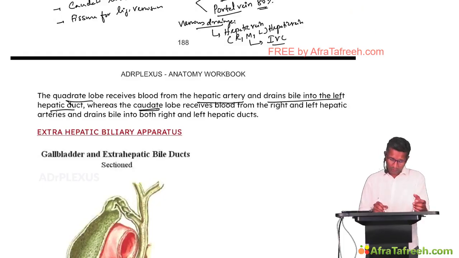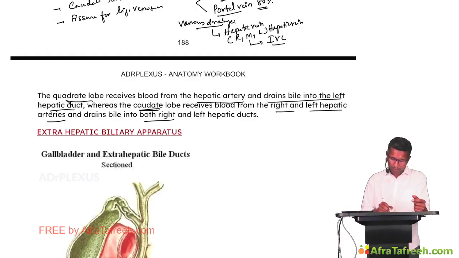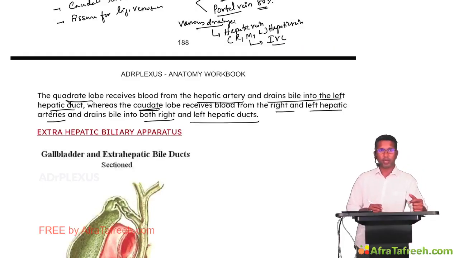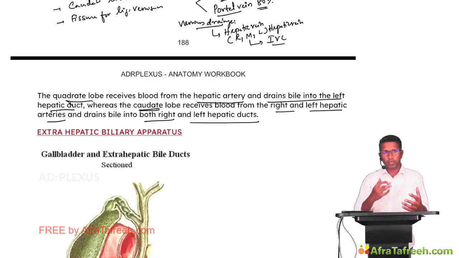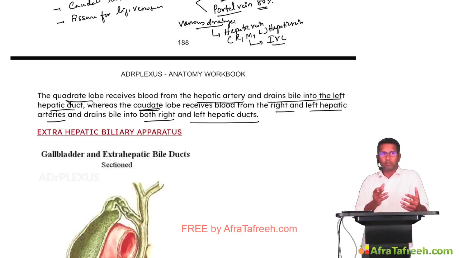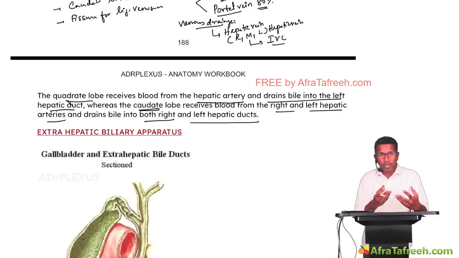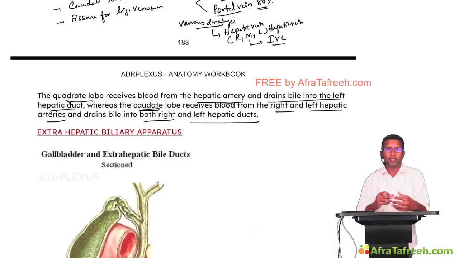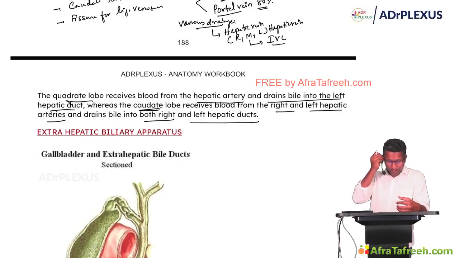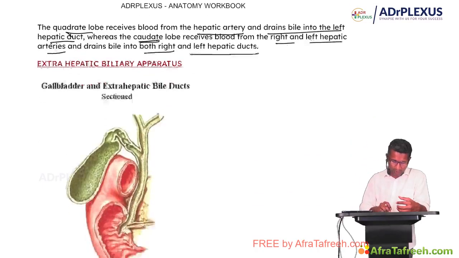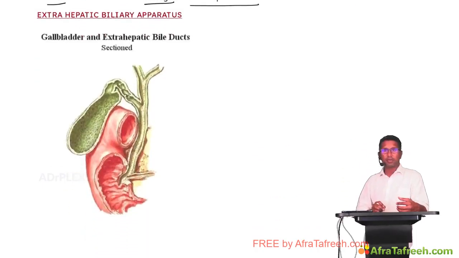The caudate lobe receives blood from the right and left hepatic artery and it drains bile into both the right and left hepatic ducts. So the caudate lobe is one peculiar lobe. It receives blood from both the right and left hepatic artery, and it drains the blood and the bile into both the hepatic ducts and both the hepatic veins. So that is the speciality of the caudate lobe. Coming to the next topic of today's evening, the extrahepatic biliary apparatus.